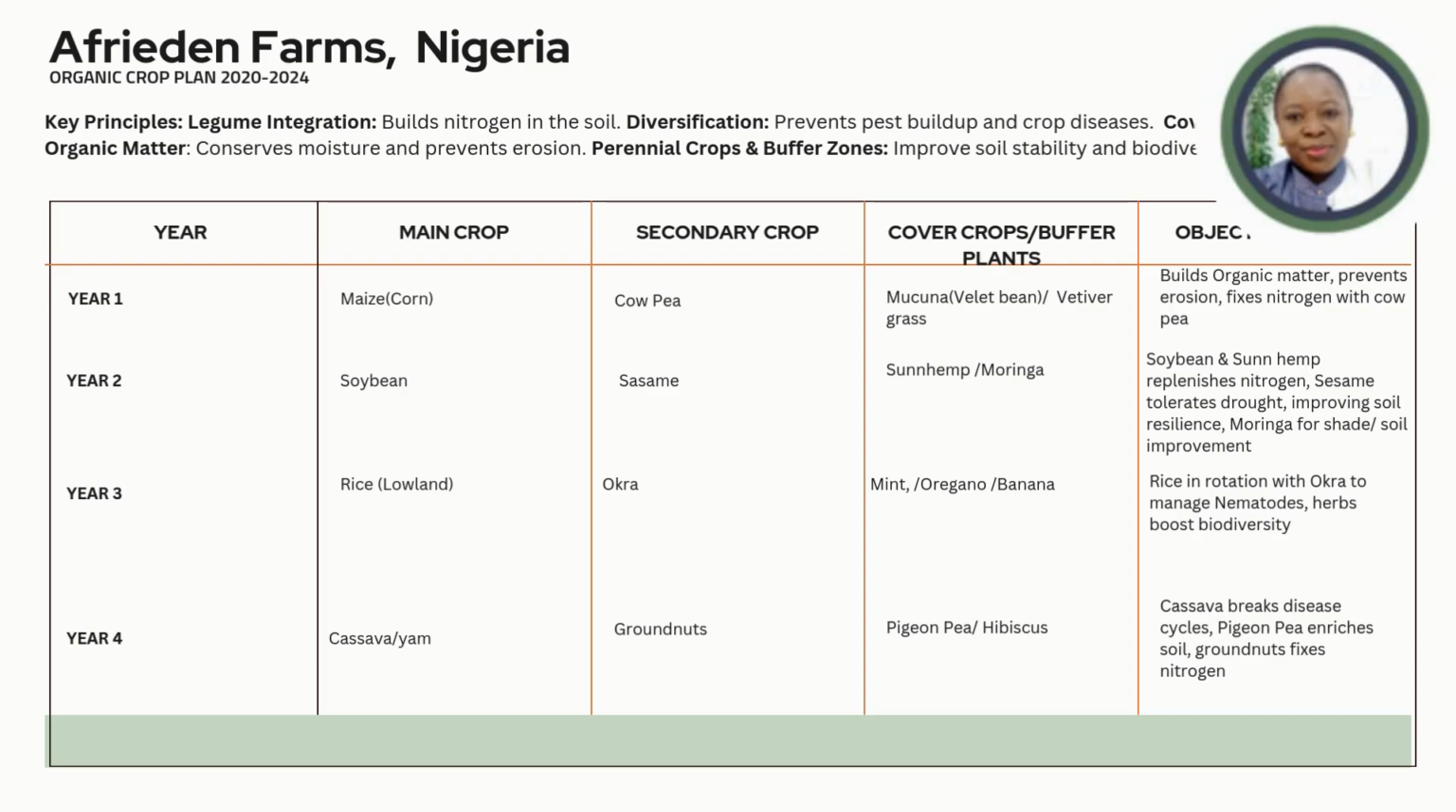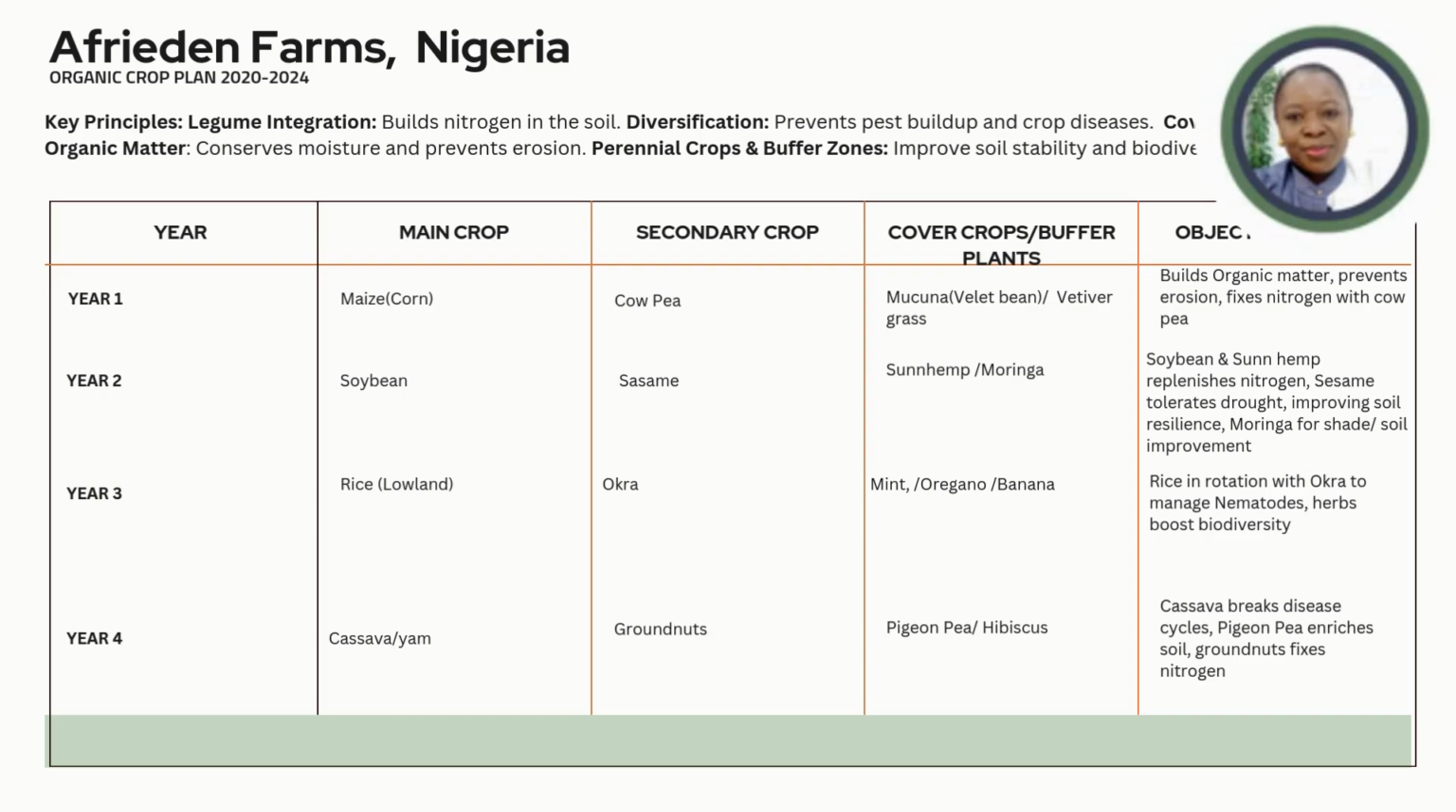In the first year on this farm, we're going to plant corn as our main crop, cowpea as a secondary crop, and Mucuna, which is also known as velvet bean, as the cover crop, or vetiver grass. And the objective of doing this is to build organic matter, prevent erosion, and fix nitrogen with cowpea.